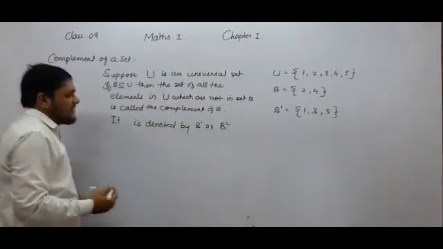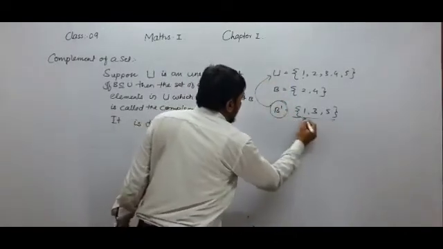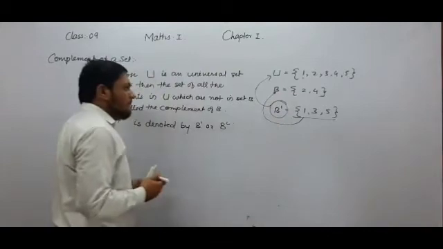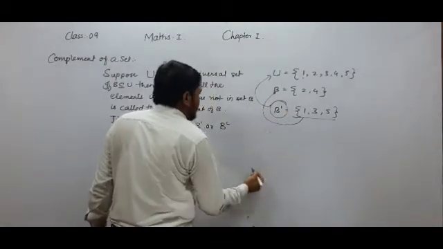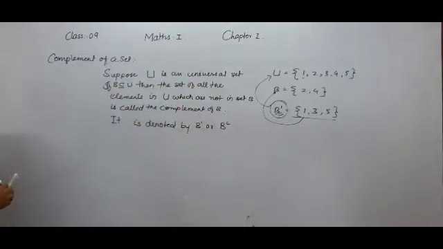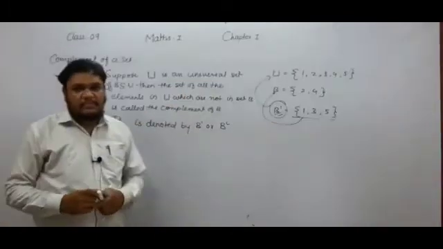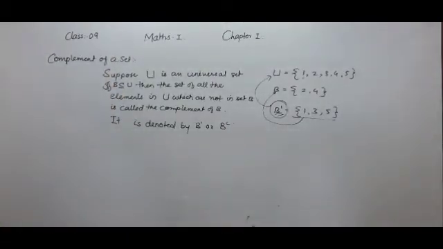That is why this is a set which contains all the elements of set U, but does not contain the elements of set B. That is why this is called the complement of B. This set B complement is called the complement of B. So students, in this way we can study the complement of a set. We will study more examples related to the complement of a set.